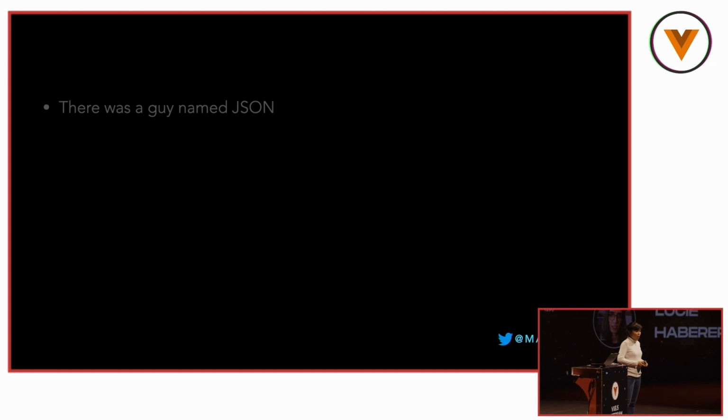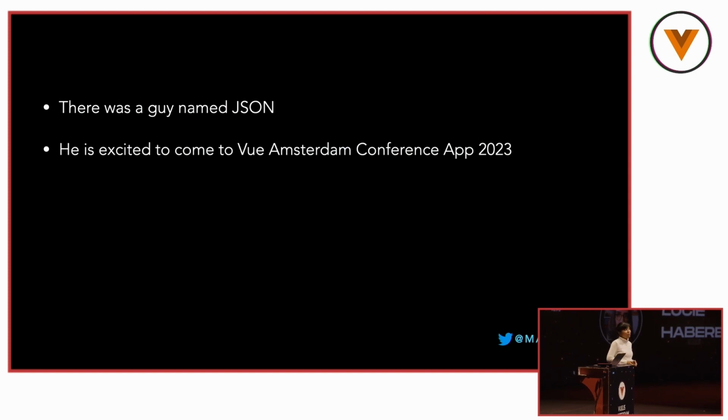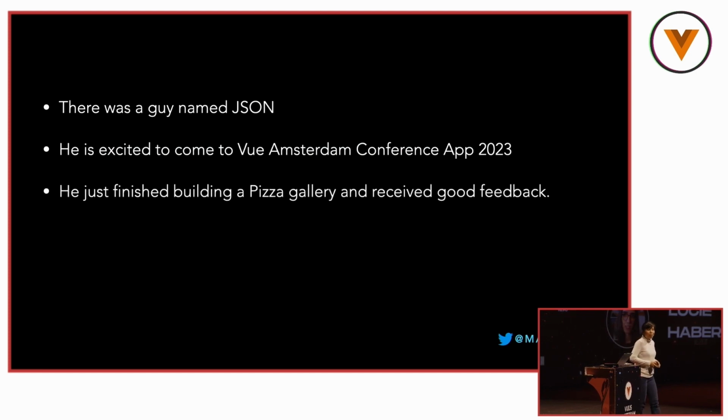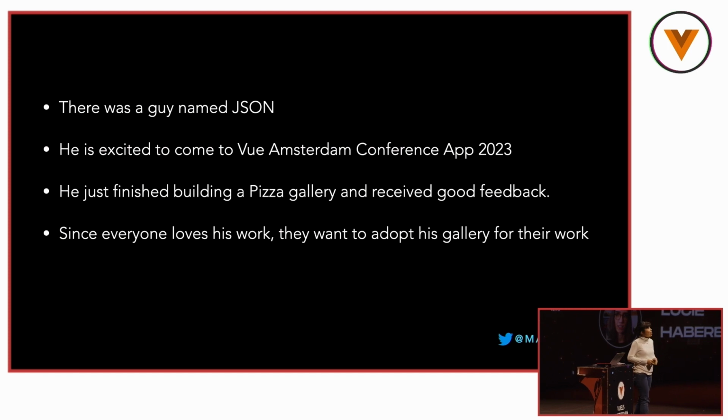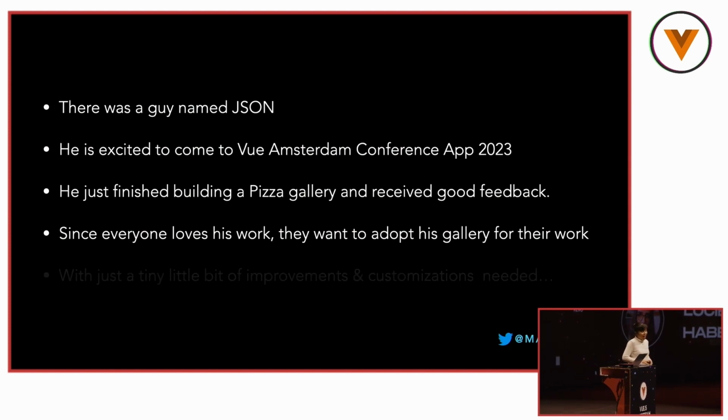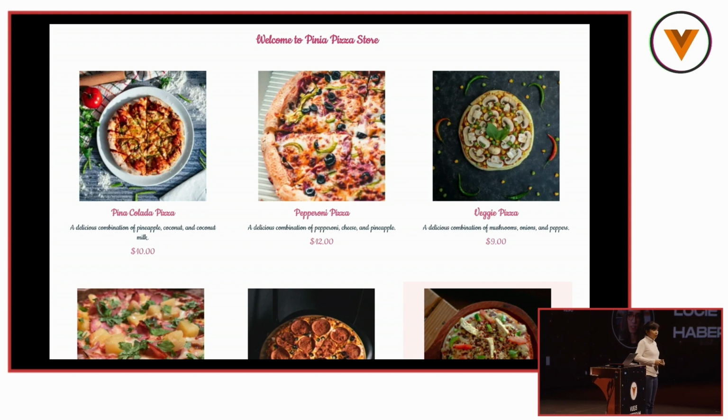Anyway, so there was a guy named Jason. And he's so excited that this is the first time he's going to go to Vue Amsterdam and attend talks. And he just finished building a pizza gallery, and he shipped it and received very good feedback from his team. So good that everyone loves his work and wants to reuse it in their project outside of his application. Of course, when people say they want to reuse your work, they always have some tiny things that they want you to fix or to change. Just because, you're almost perfect, but I prefer it to be this way, or add more functionality. That's life.